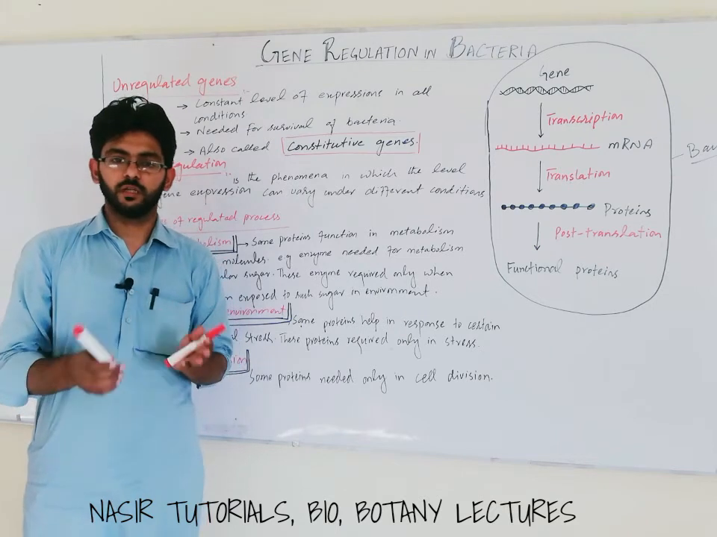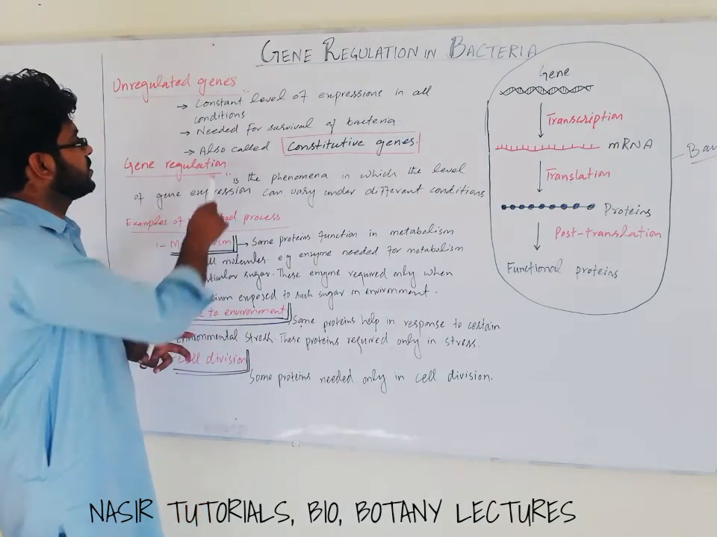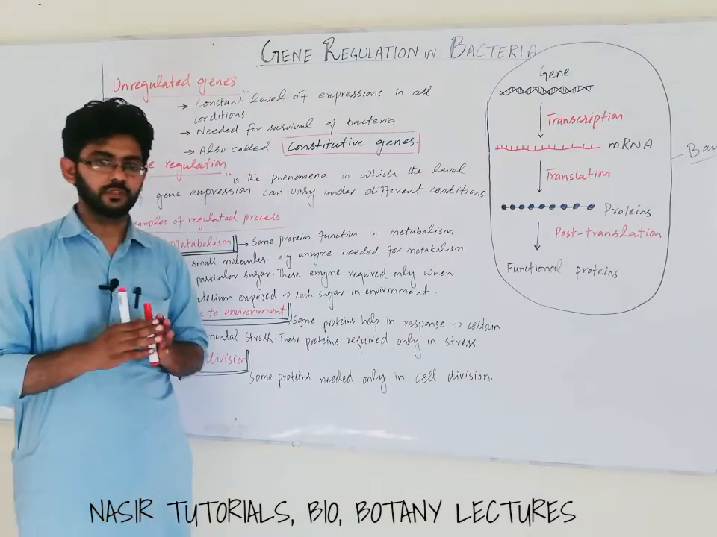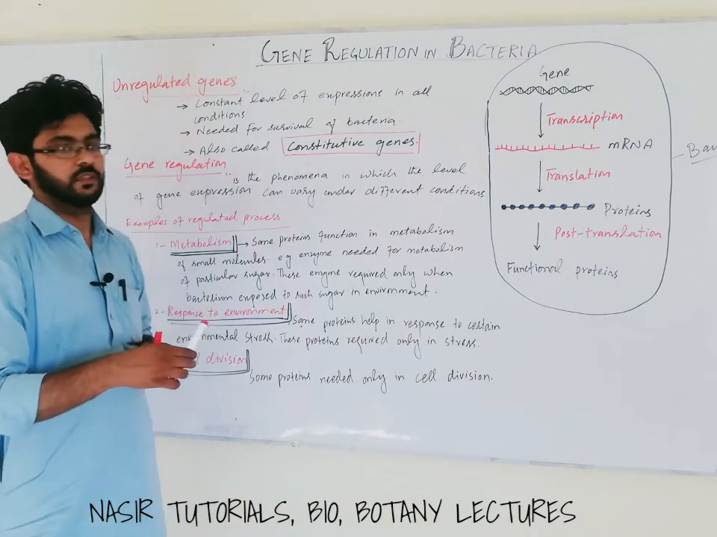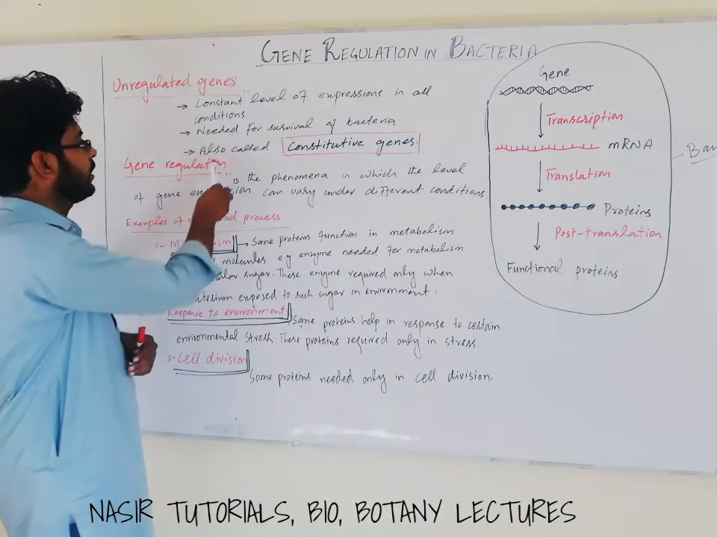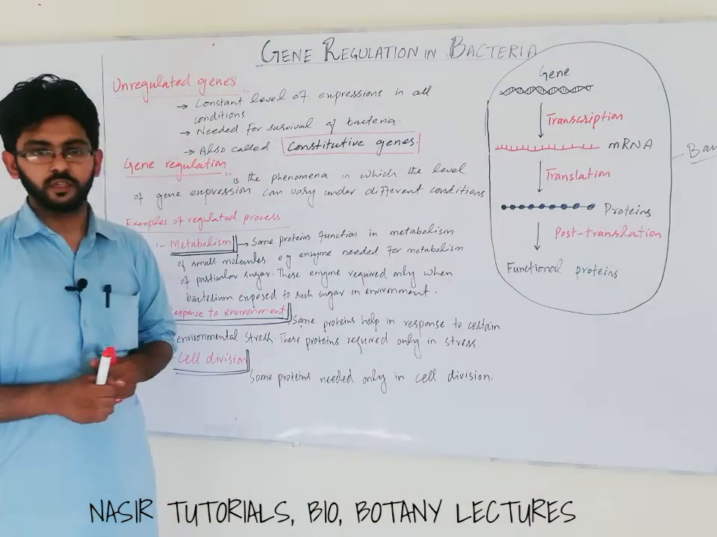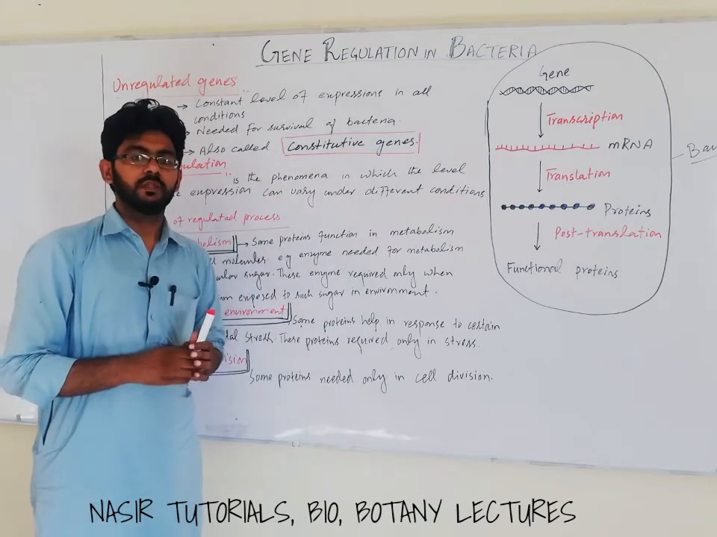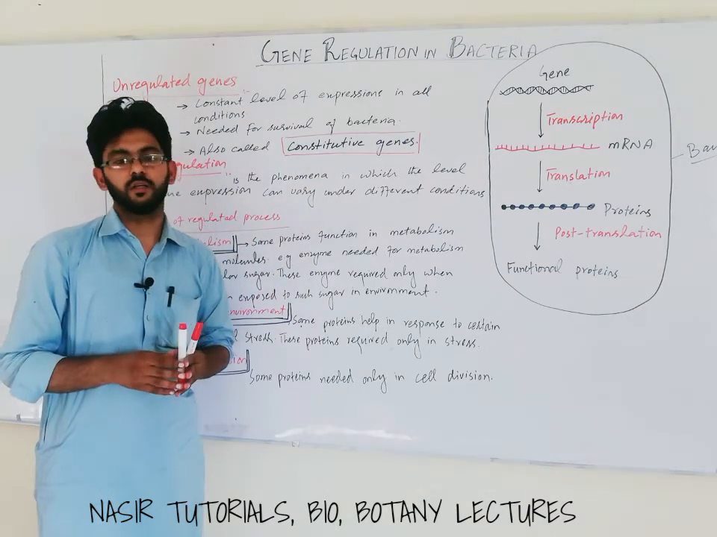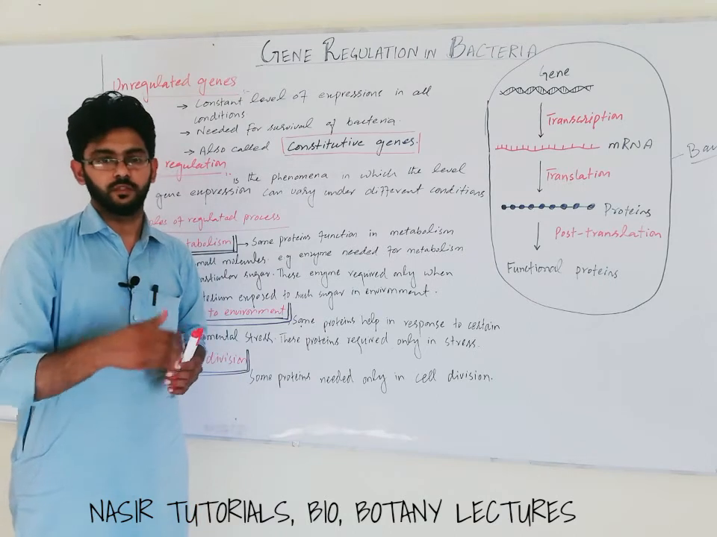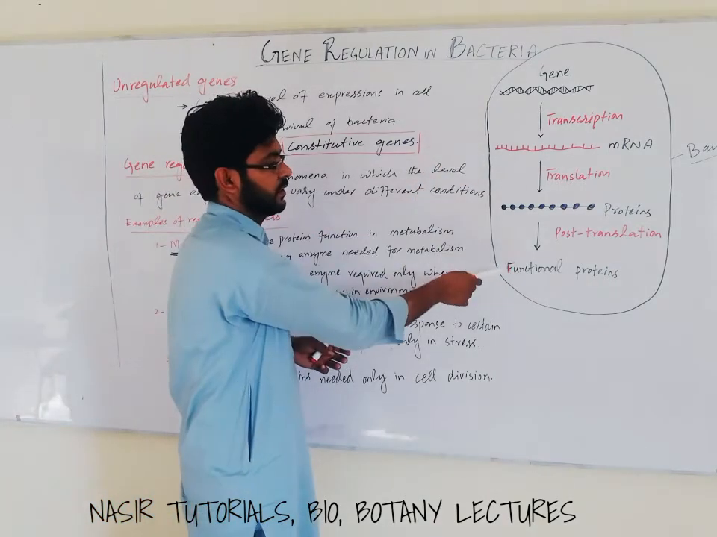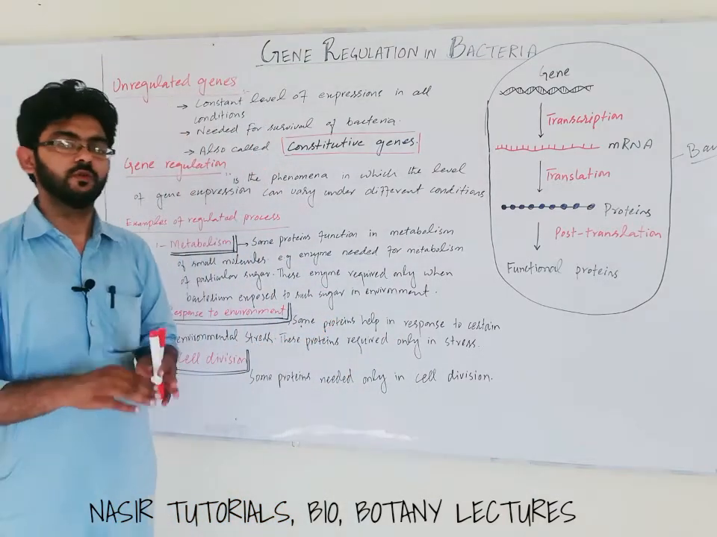What is meant by unregulated genes? The genes have a constant level of expression in all conditions. The genes which express themselves continuously are needed for the survival of bacteria, and they are also called constitutive genes. But some genes are not unregulated, they are regulated. They are not continuously expressing themselves. They express only when they are needed.